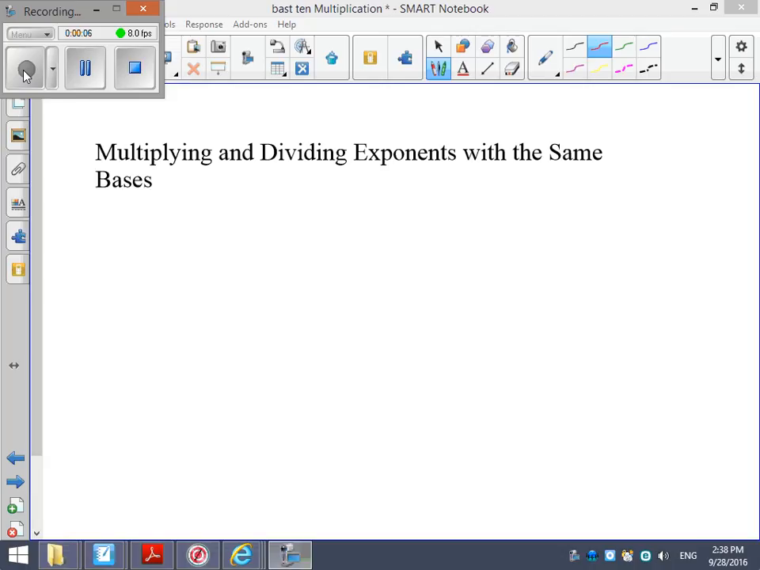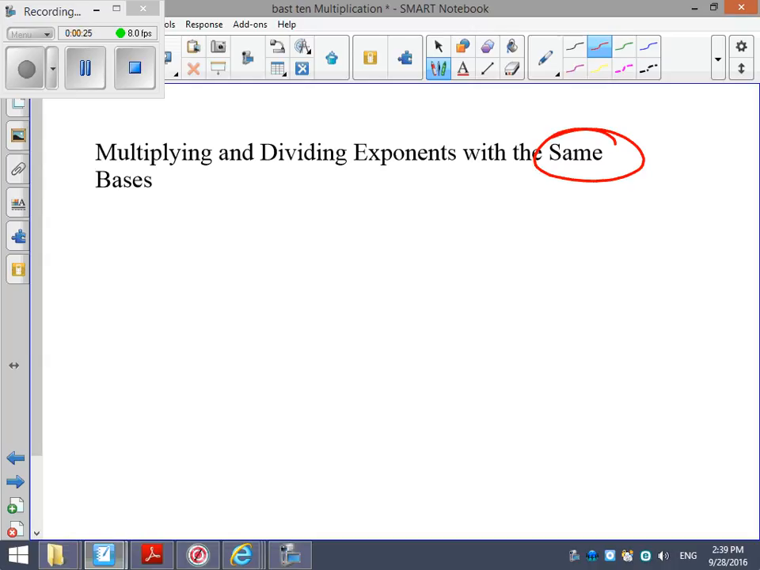It's the last thing we're doing in this unit, our September unit. And we're going to continue on with our multiplication and division of base numbers by just multiplying and dividing exponents with the same base. It's very similar. When we talk today, the key word in this title is same. The bases have to be the same in order for us to do this.